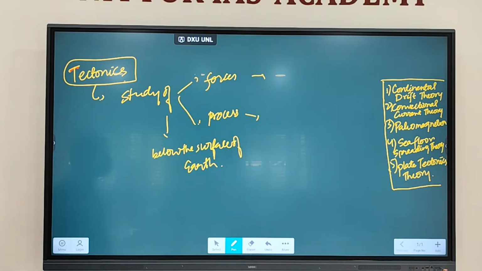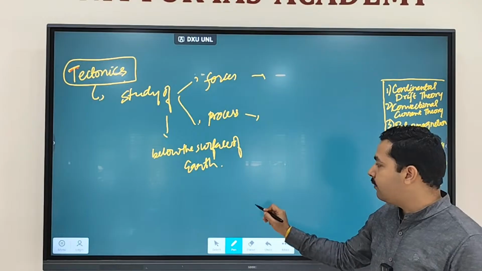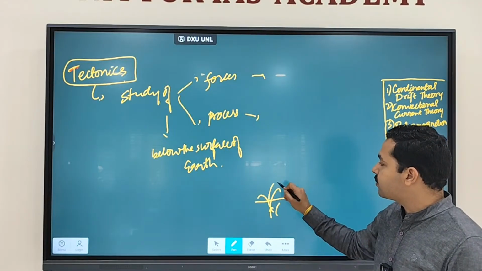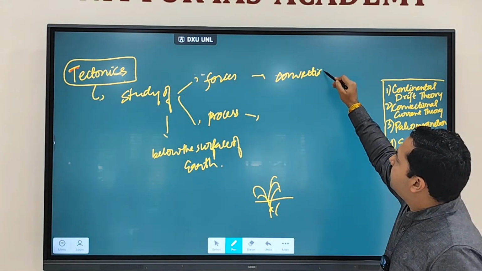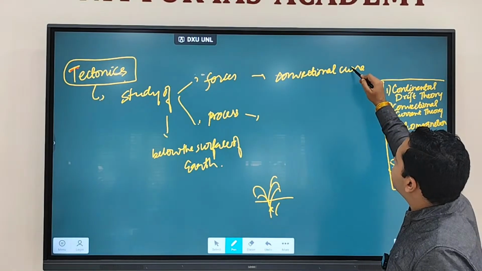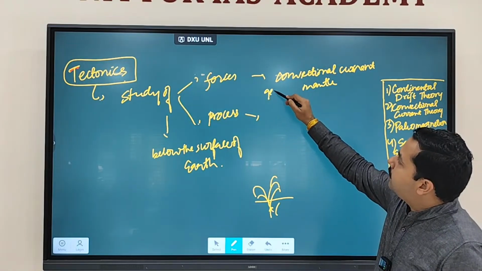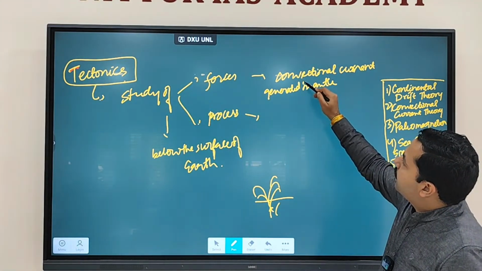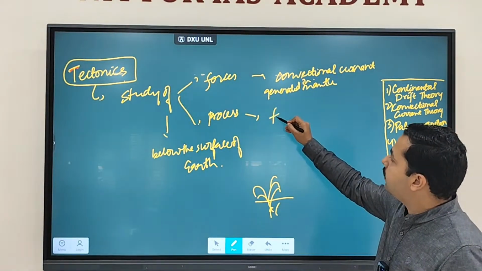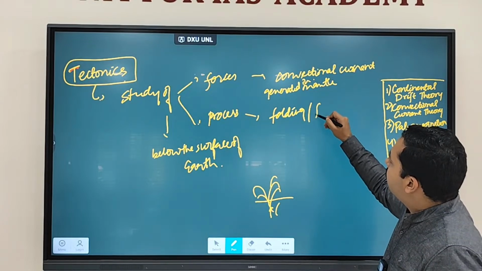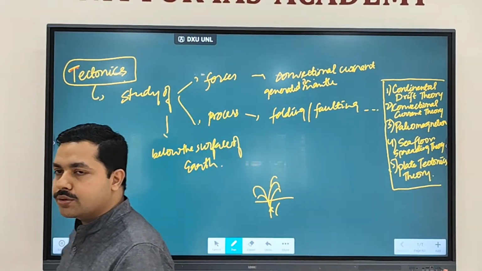Clear? What are forces? Remember, we discussed why volcanic eruption is happening. Which force is responsible? Convectional current. So forces are your convectional currents, which are generated in the mantle region, and you are trying to study that. What are the processes? Processes are your folding, faulting, and other such processes. When you are studying that, it is called tectonics.